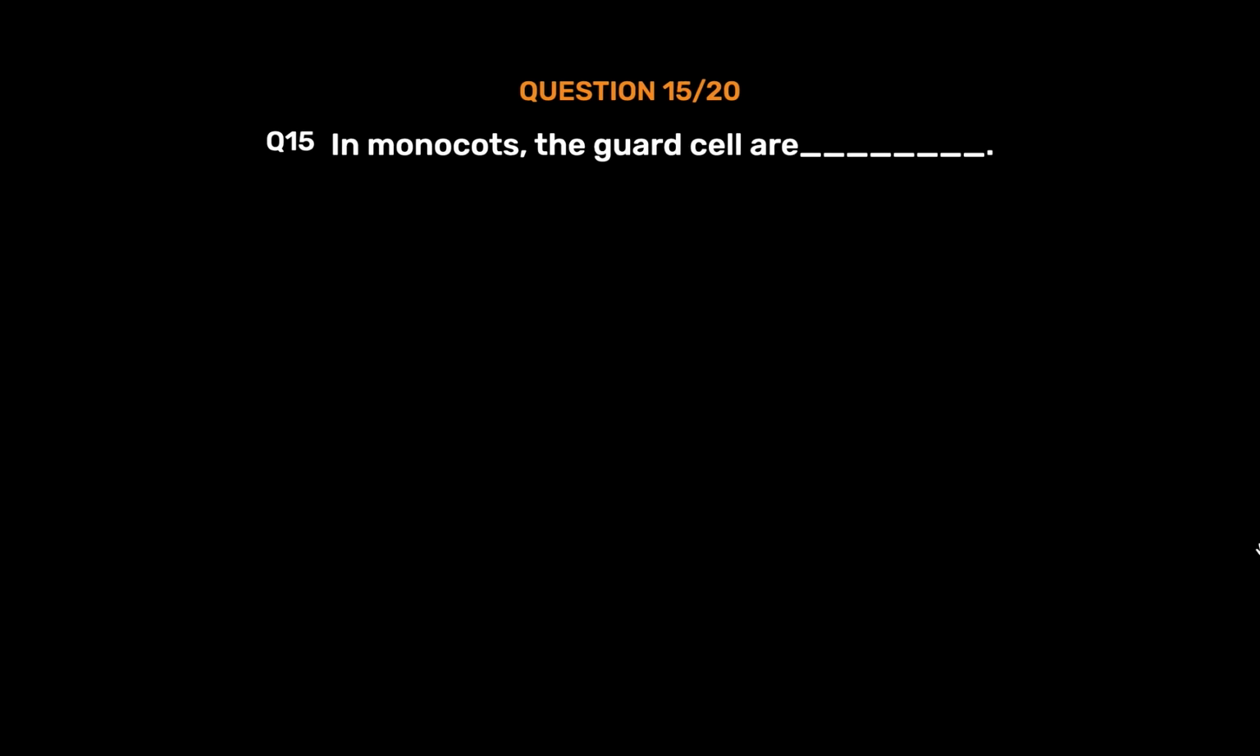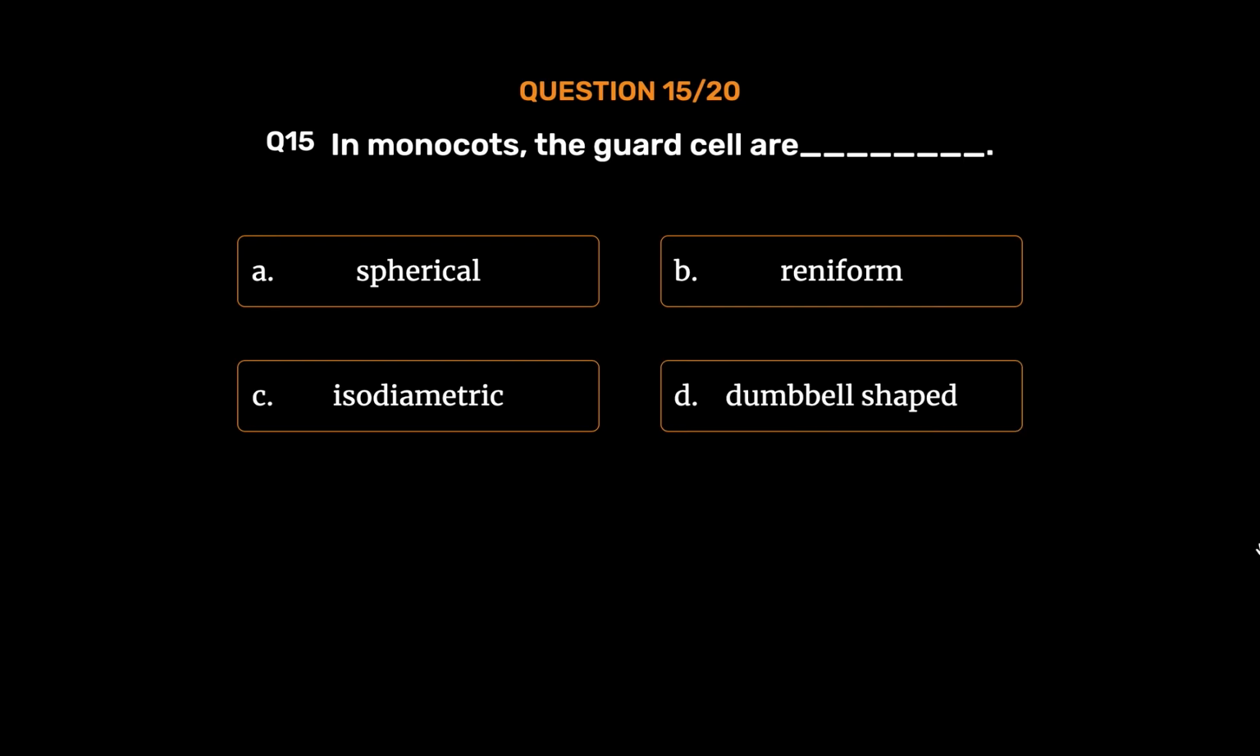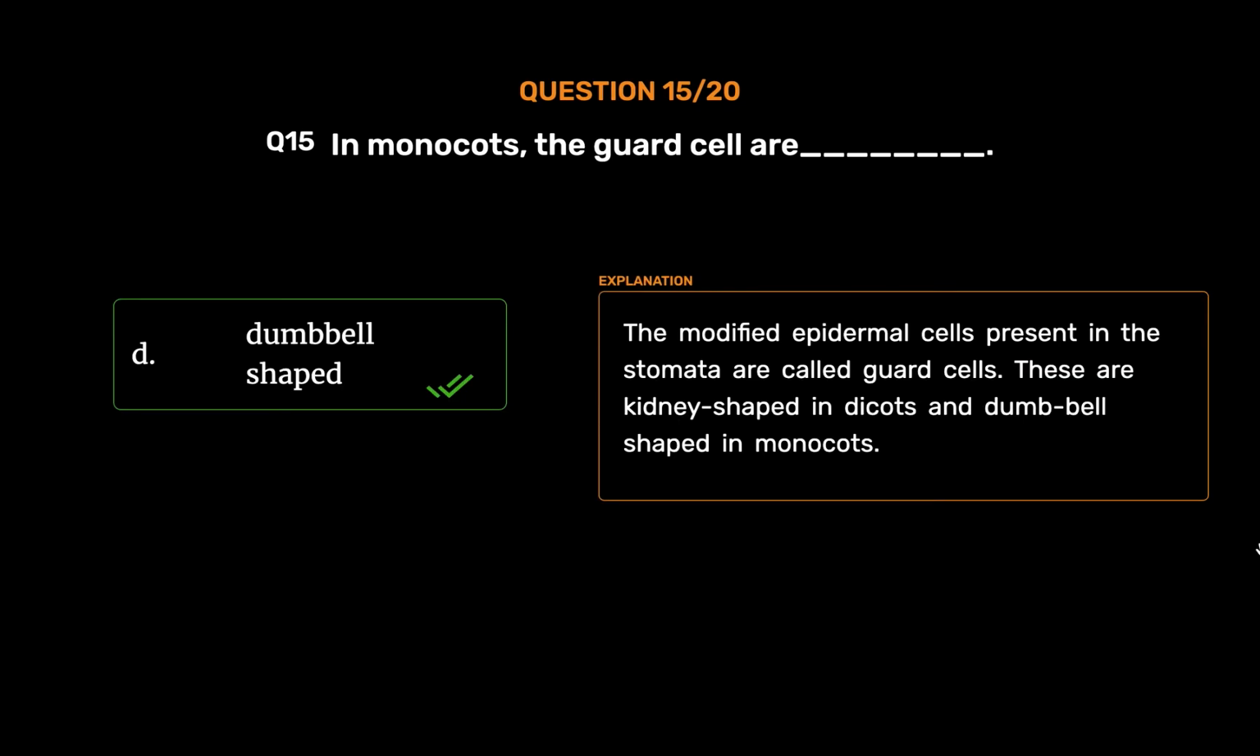Question number 15. In monocots, the guard cell are underscore. Option A, spherical. Option B, reniform. Option C, isodiametric. Option D, dumbbell-shaped. The correct answer is option D, dumbbell-shaped. The modified epidermal cells present in the stomata are called guard cells. These are kidney-shaped in dicots and dumbbell-shaped in monocots.